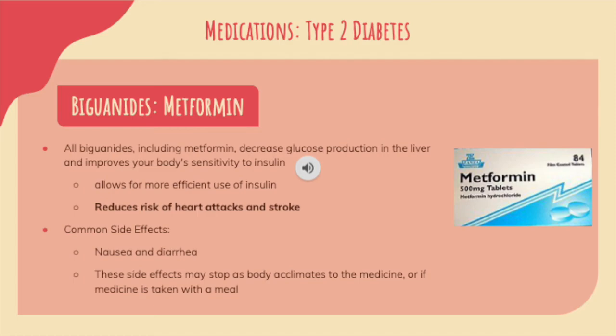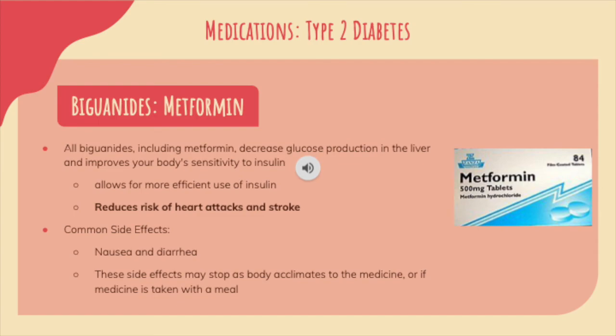One of these ways is biguanides, including metformin, which decrease glucose production in the liver and improve your body's sensitivity to insulin. Generally, metformin is the first medication prescribed for type 2 diabetes. It allows for more efficient use of insulin, and it even reduces risk of heart attacks and stroke. Some common side effects include nausea and diarrhea, and these side effects may stop as the body acclimates to the medicine or if you take your medicine with a meal. If metformin and lifestyle changes aren't enough to control your blood sugar level, other oral or injection medications can be added.